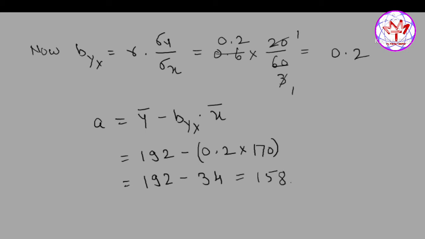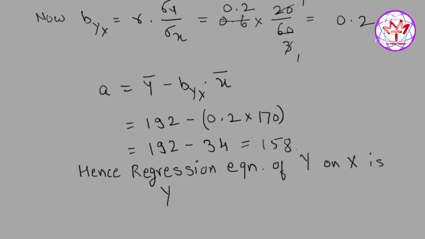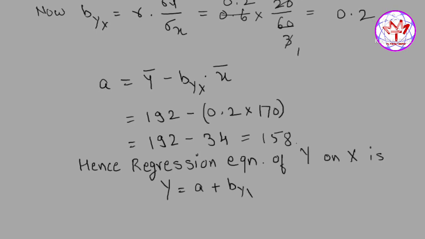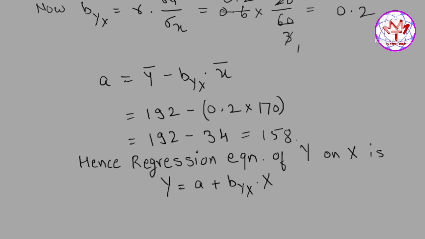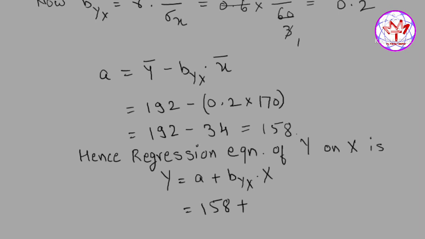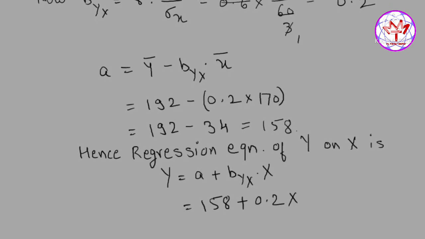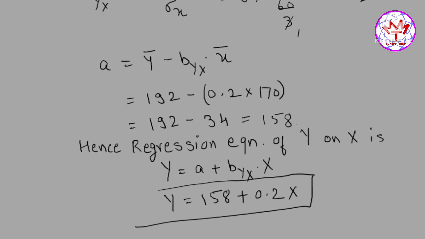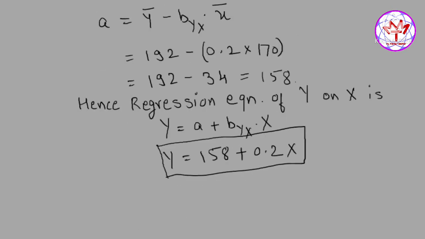Okay, now let us write the regression equation of y on x. It is given as y is equal to a plus byx into x. So a is 158 plus byx, we have got 0.2 into x. So this is the equation of regression of y on x. Now our question is, we have to estimate y when x is equal to 200. So let us put x is equal to 200 in this equation.